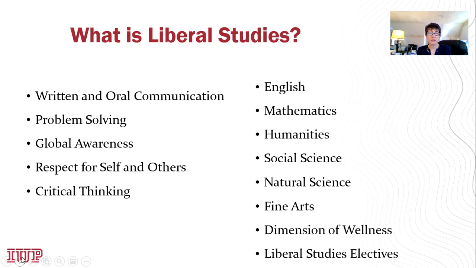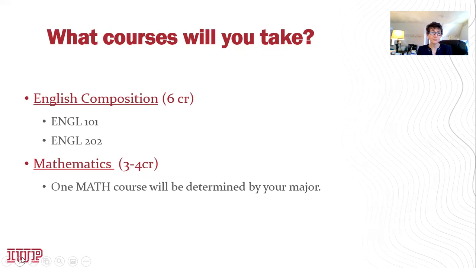The content for each of the courses comes from the areas that are listed on the right. So everybody takes an English, a math, 3 courses from the humanities, 3 courses from the social sciences, 2 courses from the natural sciences, a fine arts, a dimension in wellness, and then either 1 or 2 liberal studies electives, again, dependent on your program.